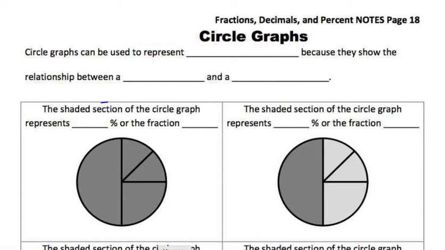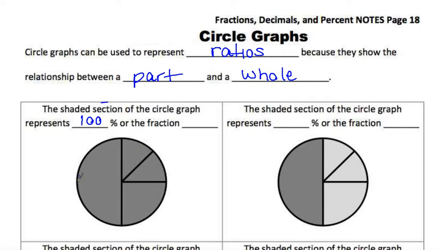In this video, we're going to be discussing circle graphs. Circle graphs can be used to represent ratios or fractions because they show the relationship between a part and a whole. Let's go over the different pieces of circle graphs. These are the main pieces that we're going to stick to when we do our construction later on in this lesson. The shaded section of the circle graph always represents 100%.